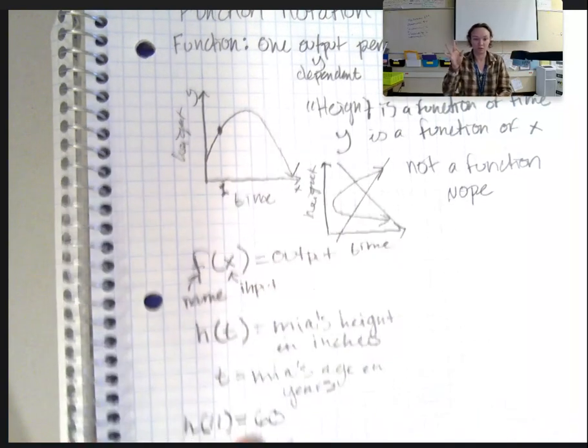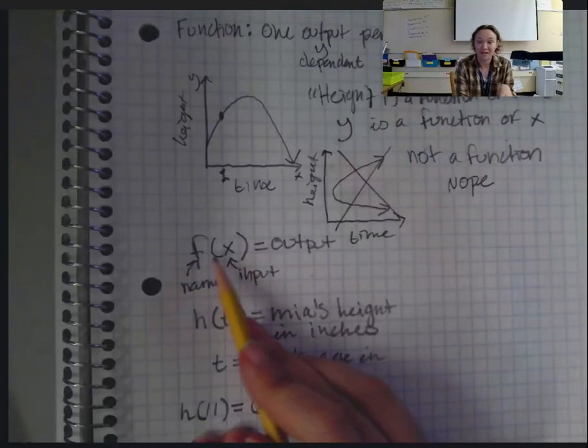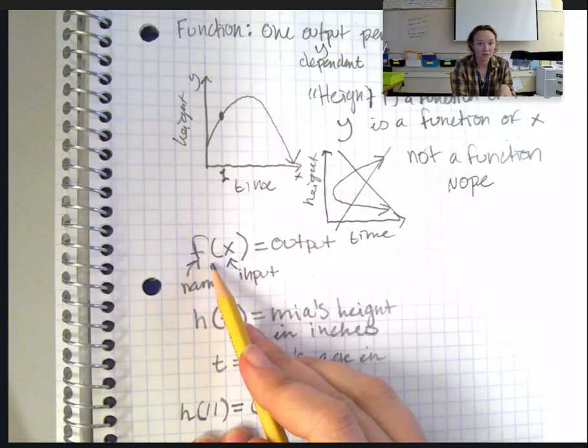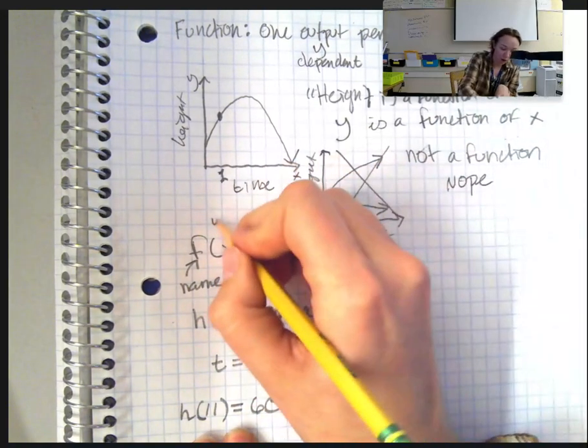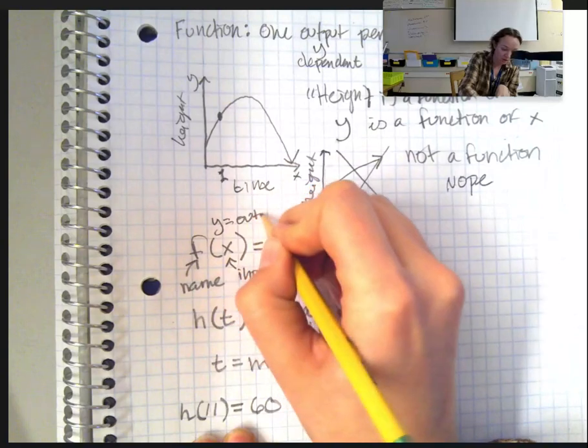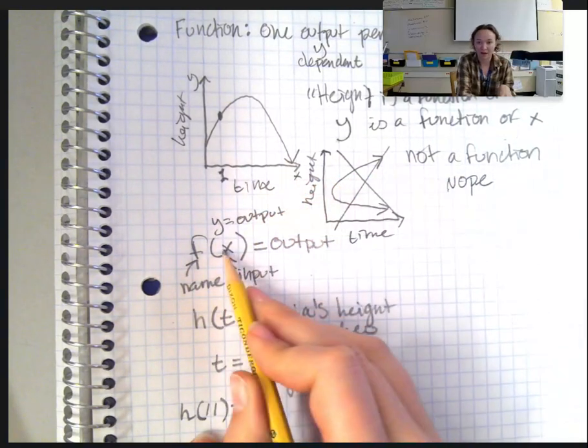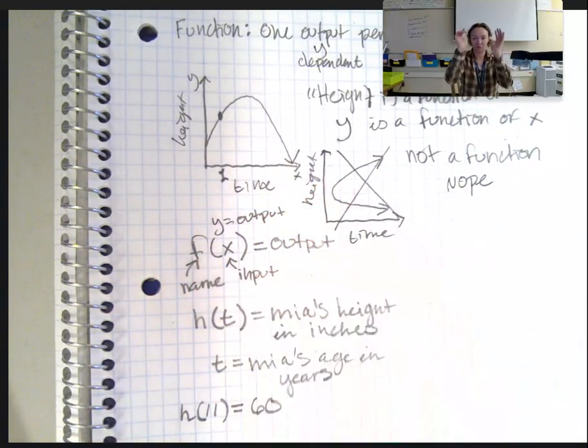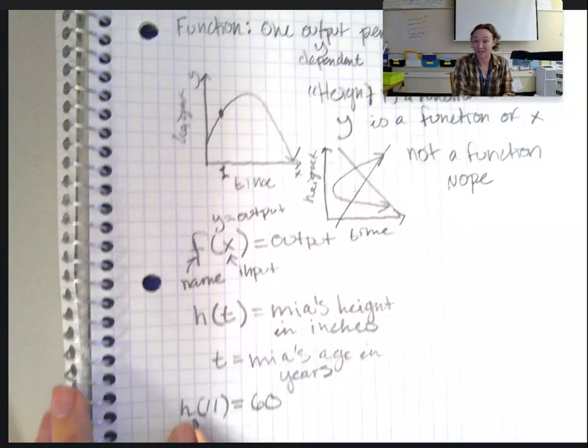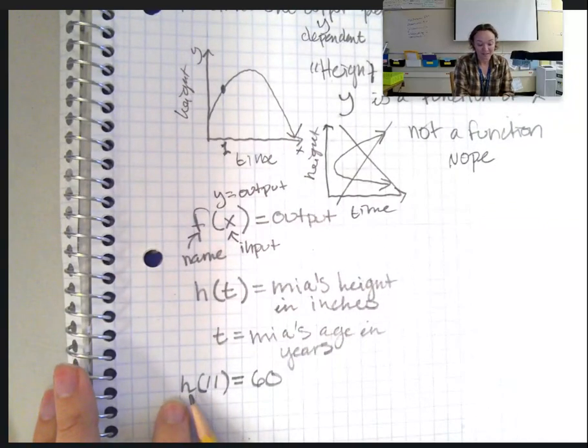60. Now, I should have said this earlier. That h and that 11, those are not multiplying. The whole thing is sort of like saying y equals output. The x and the f combined together create just one structure for function notation. There is no multiplication involved. So this does not mean h times 11. We say this is h of 11.